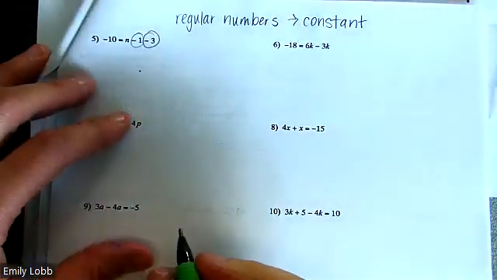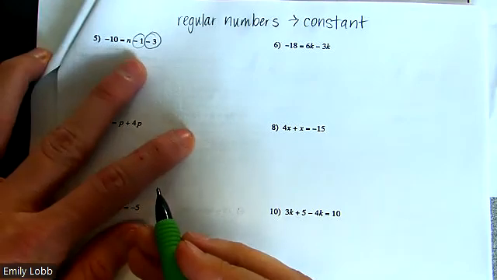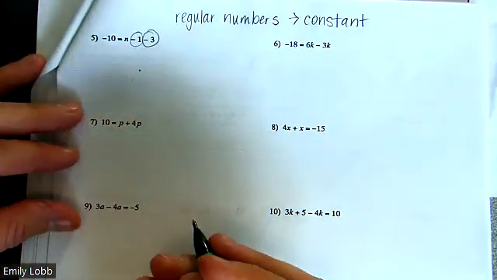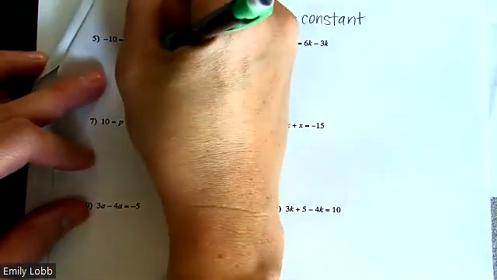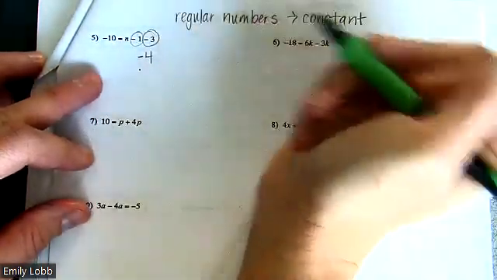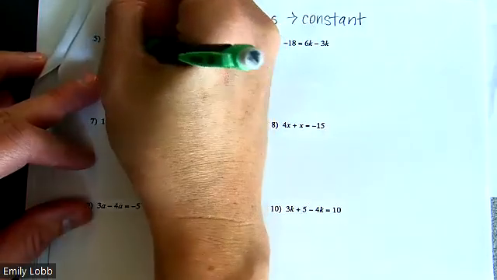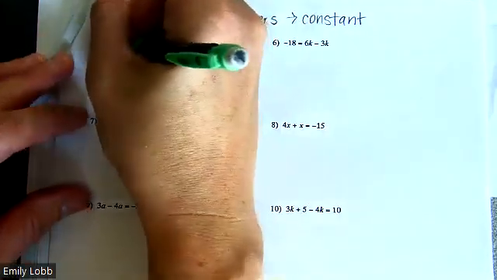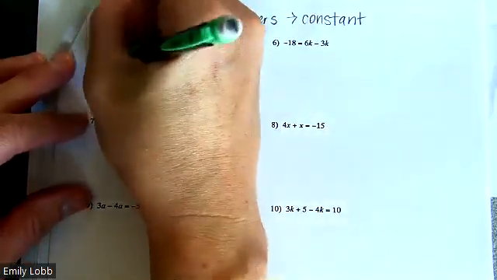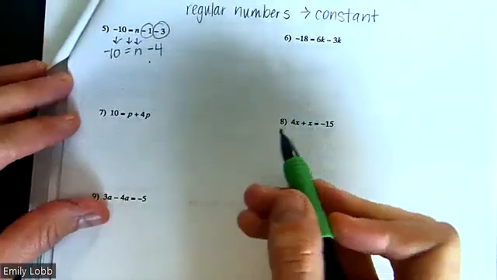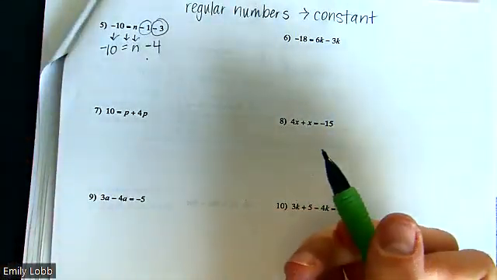All right, so I can combine these two constants. Don't forget about the signs. What's -1 and -3? -4. I'm combining them, so I'm adding them. I'm bringing down my n. I'm bringing down my equal sign, and I'm bringing down that -10. Now we actually have a one-step equation, right?